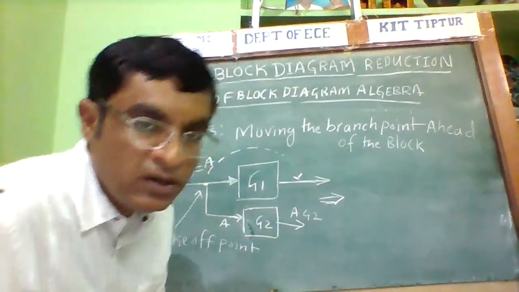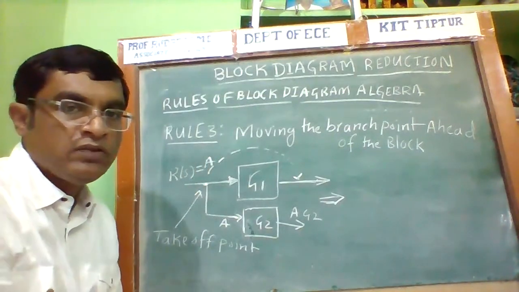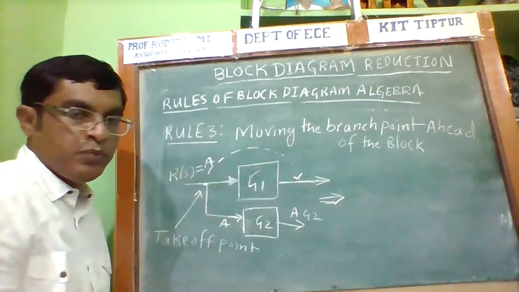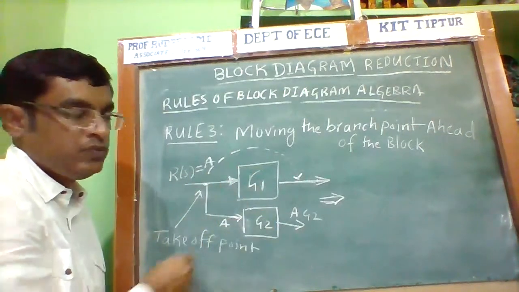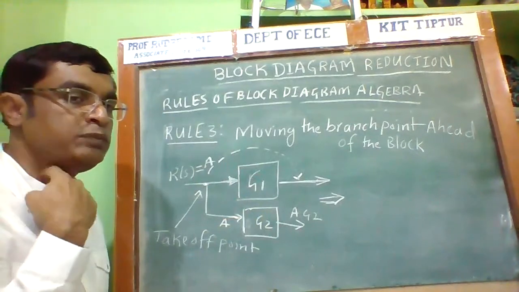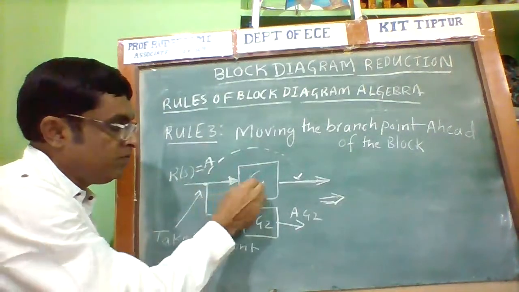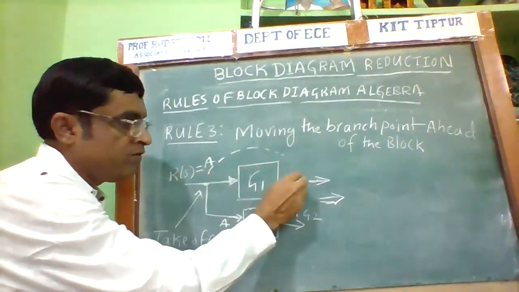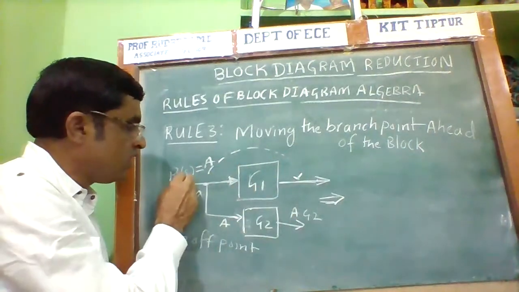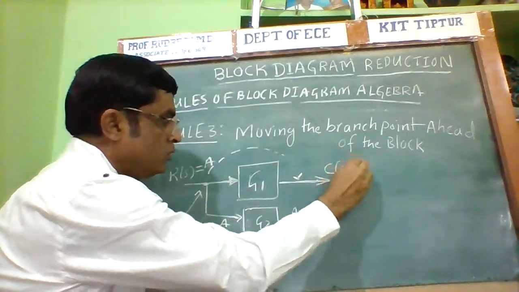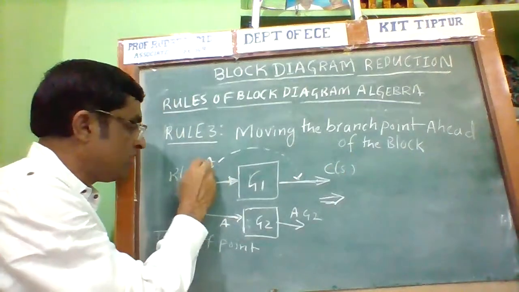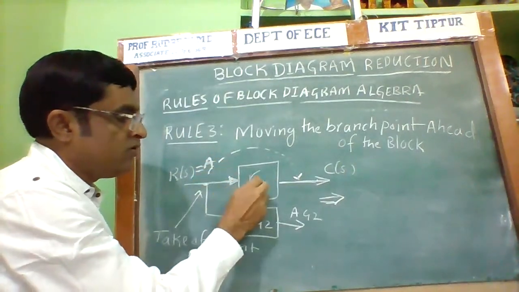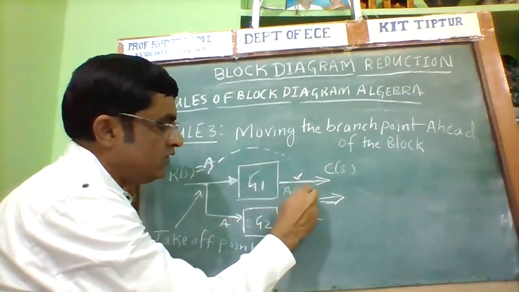Rule 3, an important rule of block diagram algebra, is moving the branch point or take off point ahead of the block. Suppose G1, G2 are the blocks, called the transfer functions of the blocks. Here, this is the take off point before the block G1. I want to move this take off point after the block. R of S is the input, C of S is the output. Suppose R of S value is equal to A, and what will be the input to G1? The output is equal to A into G1.